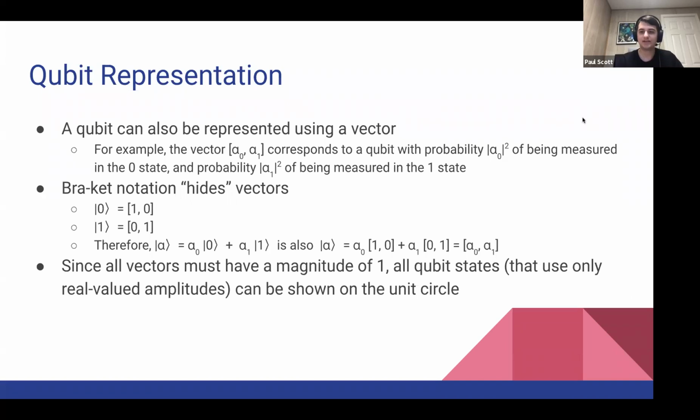A nice property is that since all the vectors must have a magnitude of 1, and just for simplicity's sake we're going to stick to real-valued amplitudes since complex values add another dimension, we can show this vector representation on the unit circle. You use the first probability amplitude as the x value and the second as the y value, and because the sum of their squares is 1, their magnitude is 1. So you can represent them on the unit circle.